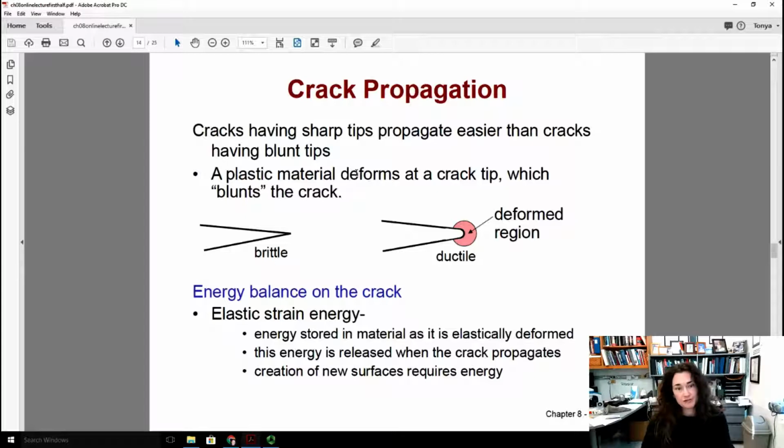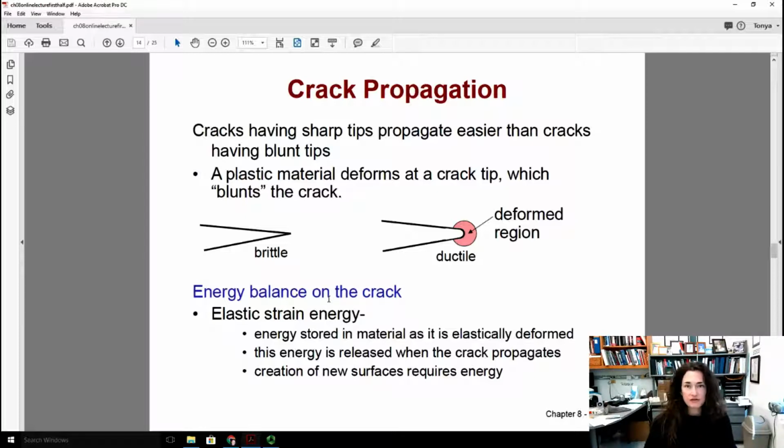So brittle failure is going to go more catastrophically and faster, partly because of the radius of curvature of those crack tips. Now, it's also important to understand how this works energetically. There's an energy balance on the crack, and that can help us understand how to design these parts and calculate the stresses at which failure is going to occur. To understand that, you have to understand something called the elastic strain energy. Here, energy is stored in the material as it's elastically deformed.